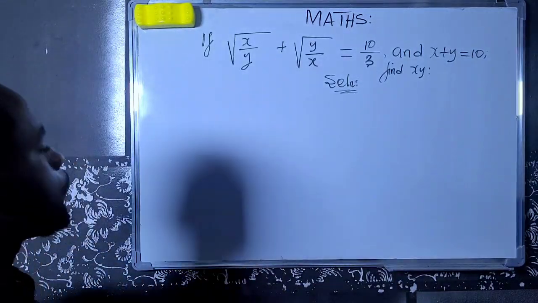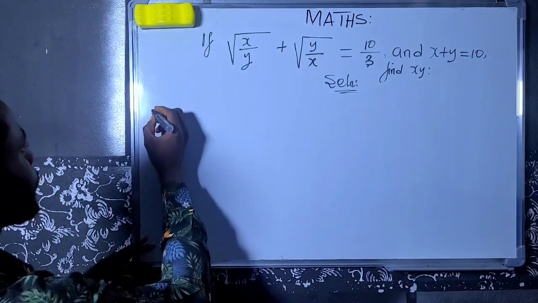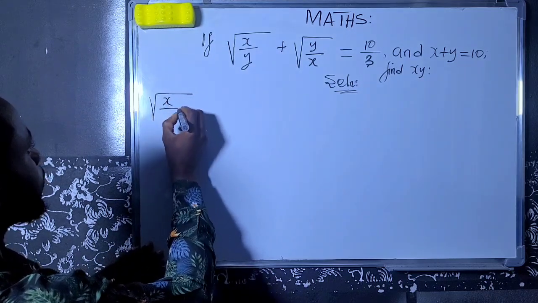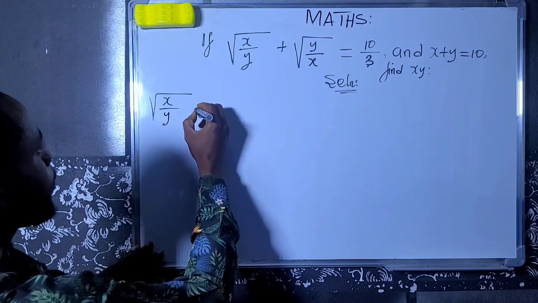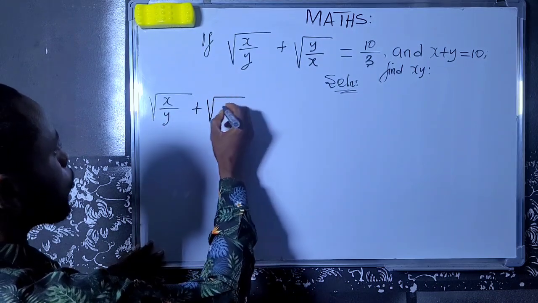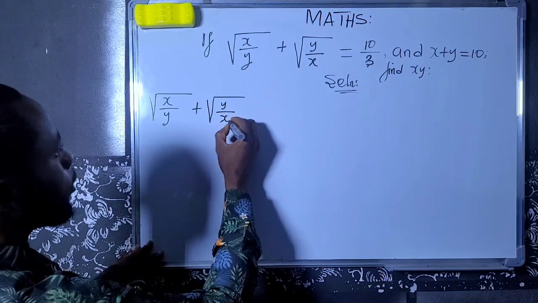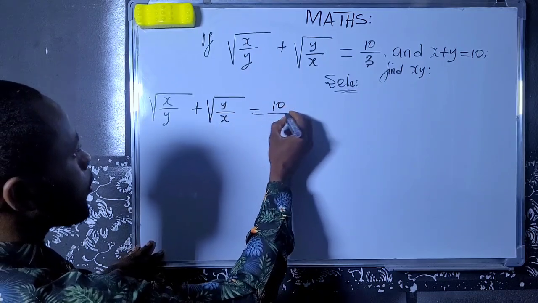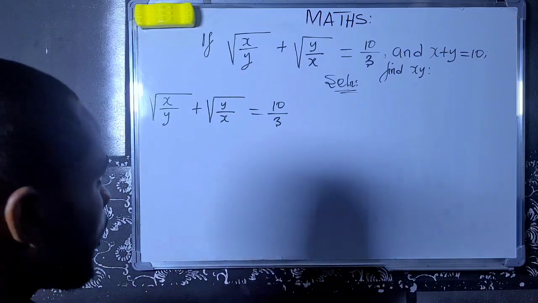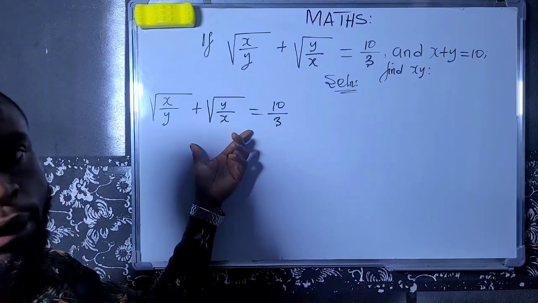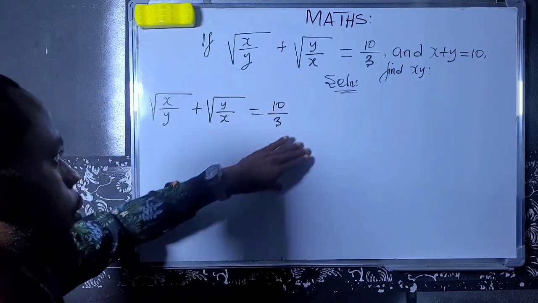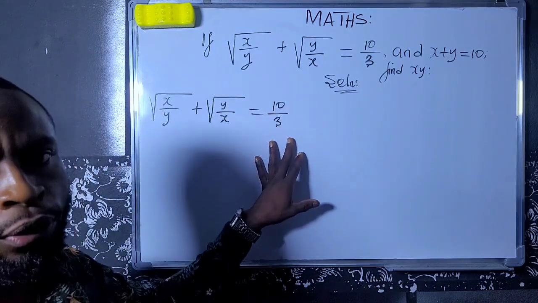Now, I come down here with the question. We have the square root of x divided by y plus the square root of y divided by x equals 10 divided by 3. Now, let's start with this. If you want to solve this question like this, you may find it difficult to do so.